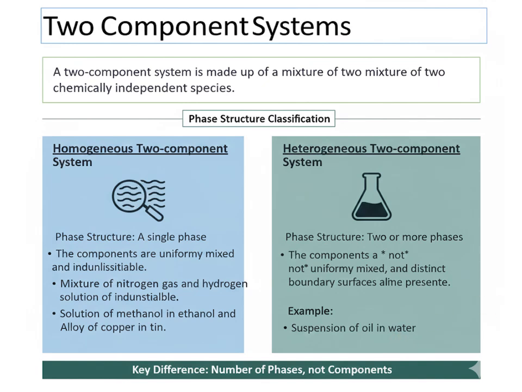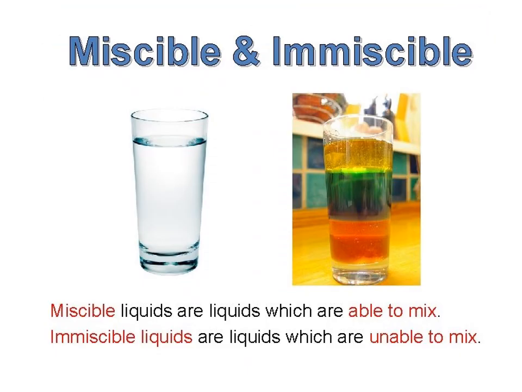Next, this is how we distinguish miscible and immiscible. Miscible means the liquids are able to mix, like methanol and ethanol just now, which mix easily. Immiscible liquids are unable to mix and produce a distinct layer between each other, so we can distinguish them easily.